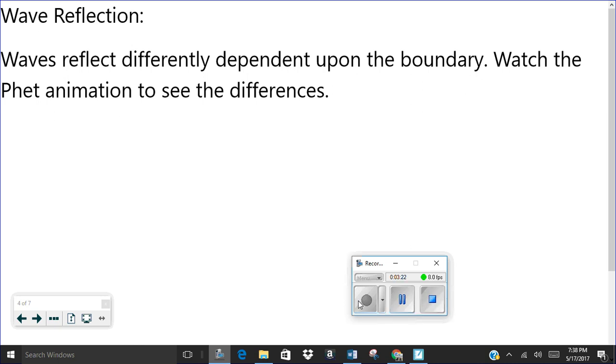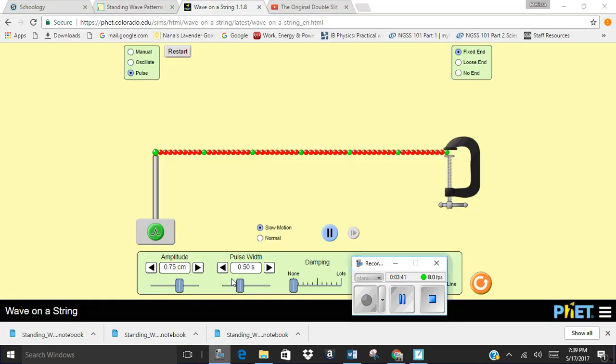So how does the boundary affect how amplitudes either cause constructive interference or destructive interference? This really does depend on the type of boundary that is on the other end of the medium. We're going to take a look at a couple of these with our PhET animation. So for the first one, I'm going to have a fixed end, meaning that this clamp, the C clamp, is not going to move up and down. And I'm going to send 1 pulse in slow motion and watch what happens to the amplitude as it travels down the medium, the string, and then back up.